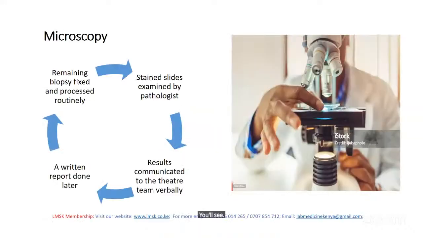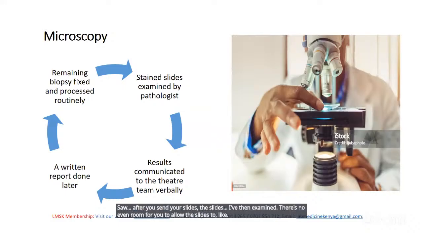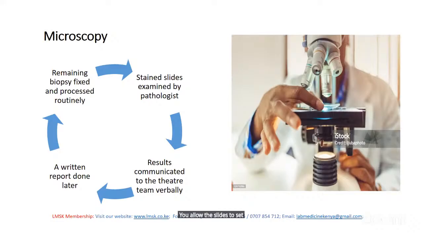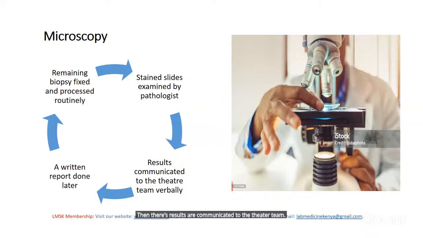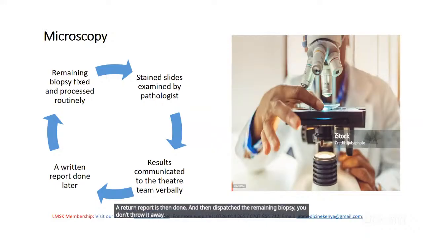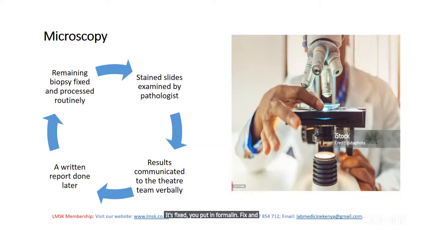So after you stain your slides, the slides are then examined. There's no room for you to allow the slides to set. Immediately you are done with mounting, the pathologist should be able to examine the slides. Then the results are communicated to the theater team. It can be done verbally. A written report is then done and dispatched. The remaining biopsy, you don't throw it away. You put it in formalin, fix and process routinely, the way histology samples are normally processed.